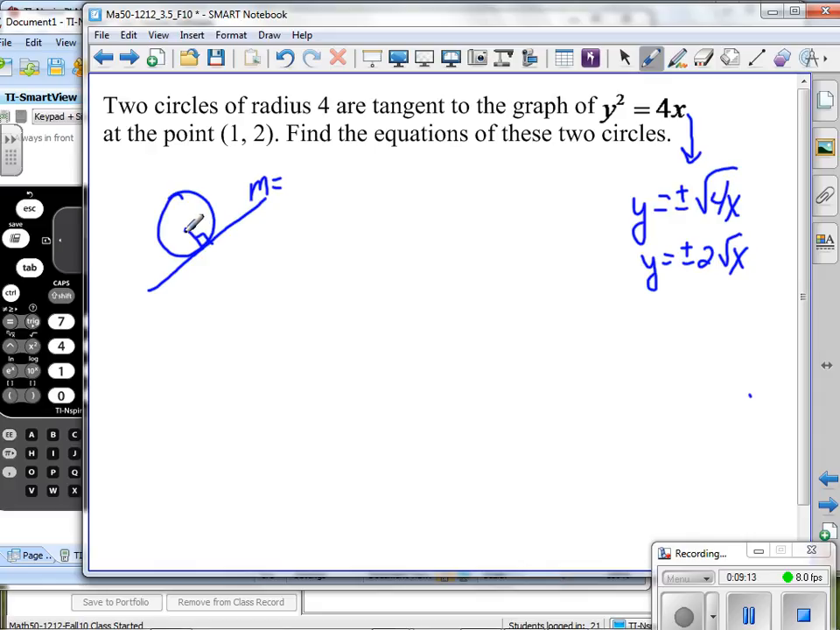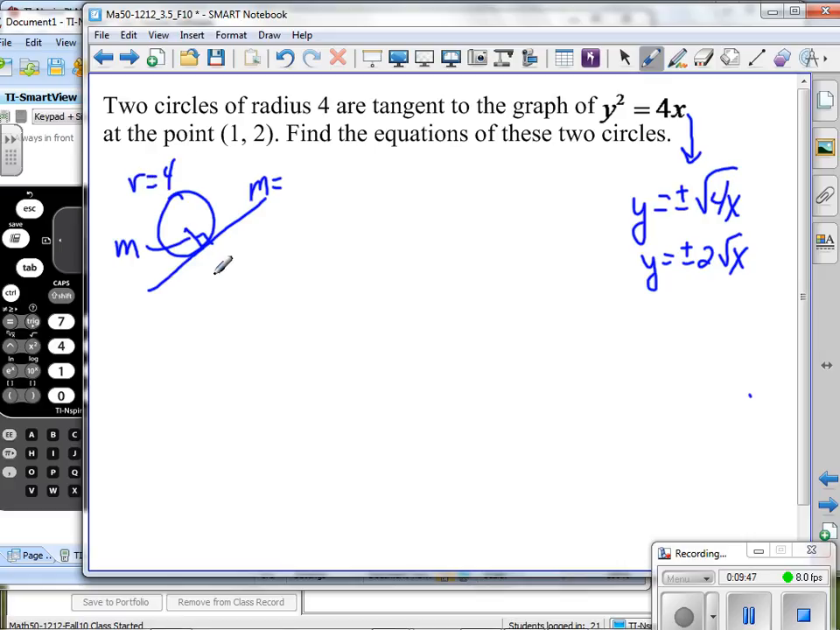Negative reciprocal. Okay? If you know the negative reciprocal, then you know the slope of this. What are we trying to find? Equation of the circle. Okay? If you know the slope, how is knowing the slope of this going to help you? So we're not there yet. If you know the slope of that radius, so now you've got to think back. And by the way, the radius is 4.